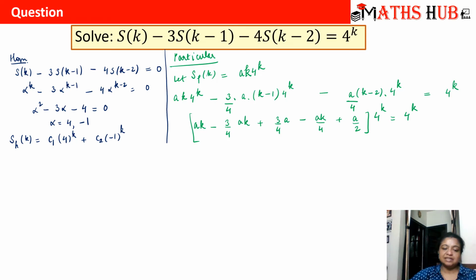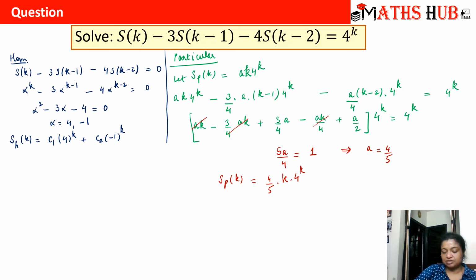So from here you can see that these ak terms get cancelled. This gets cancelled. We are left with 3a by 4 plus a by 2, right? So that comes out to be 5a by 4, right? So 5a by 4 is the coefficient on the left side, and on the right hand side the coefficient is 1. So from here a comes out to be 4 by 5. So then what is my particular solution? S_P(k) comes out to be, a comes out to be 4 by 5, k times 4 to the power k.